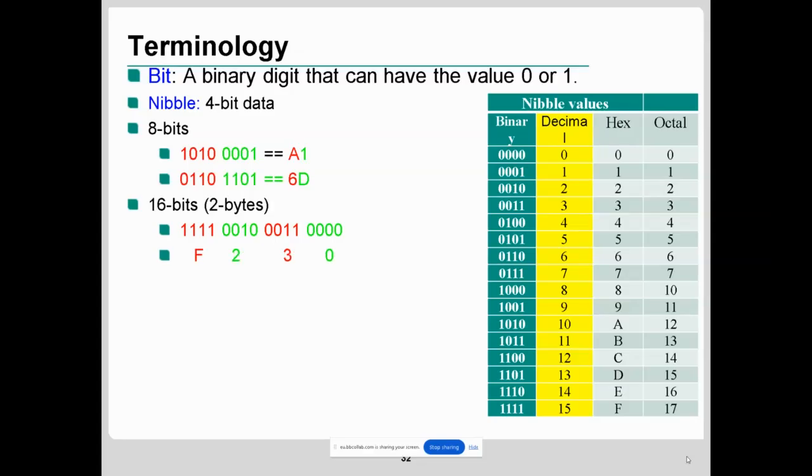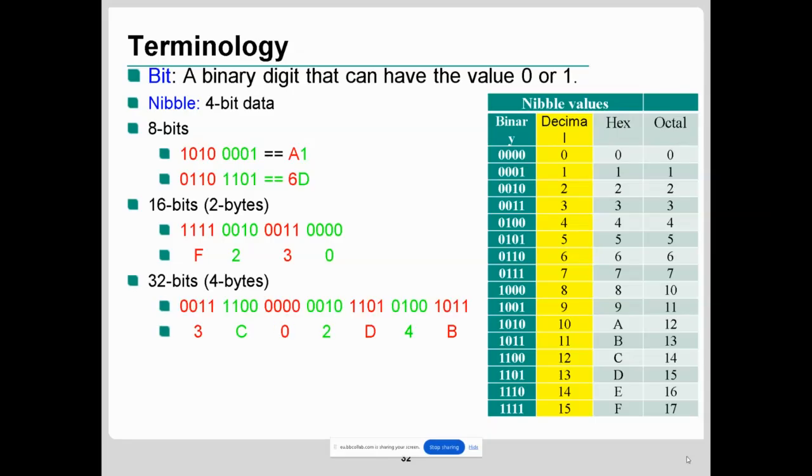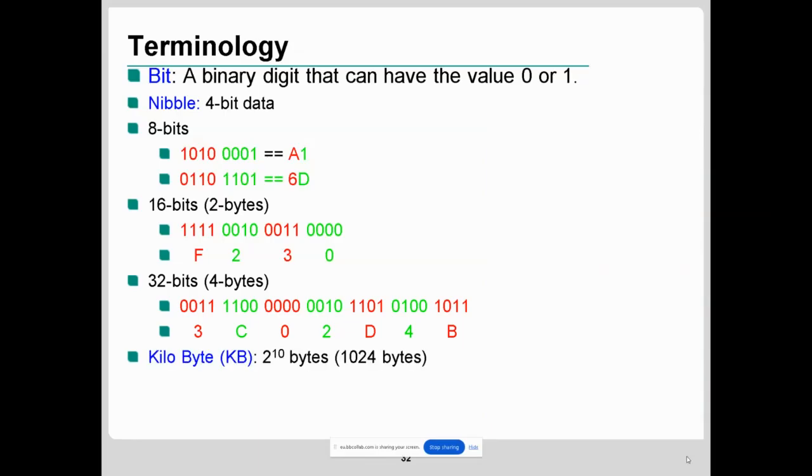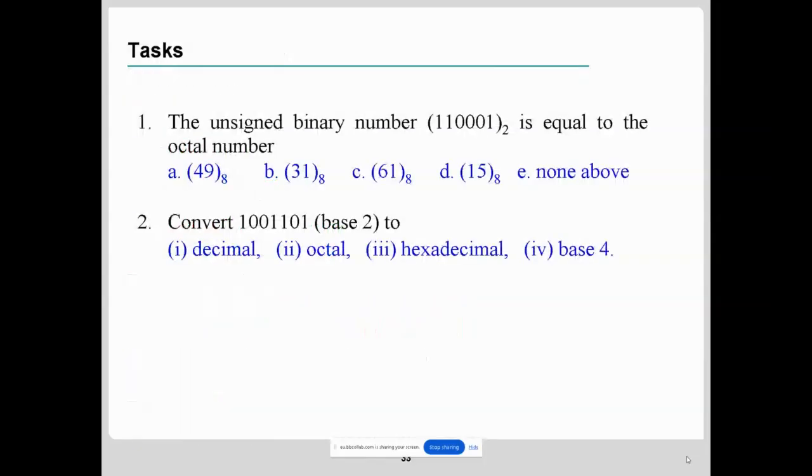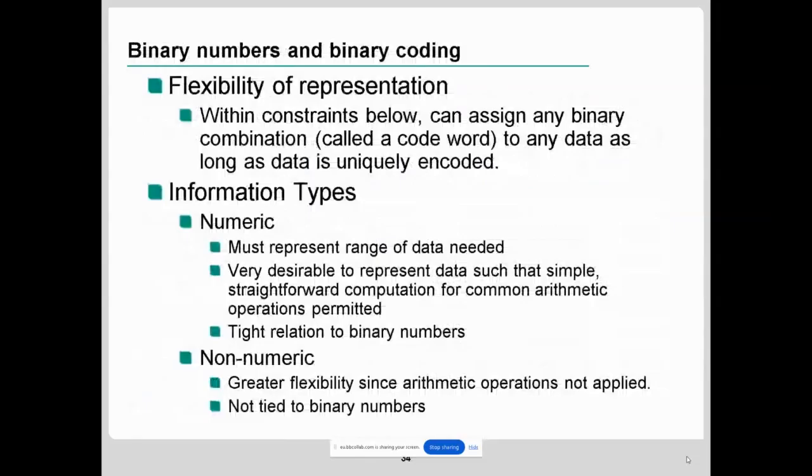Then F230, the code for F, the code for 230. 32 bits, all these 3C02DF. Now kilobytes can store 2 to the power 10 bytes. Megabytes, how many bytes? 2 to the power 20. Giga, 2 to the power 30. Tera, 2 to the power 40. These are the values. You can go through all these numbers.